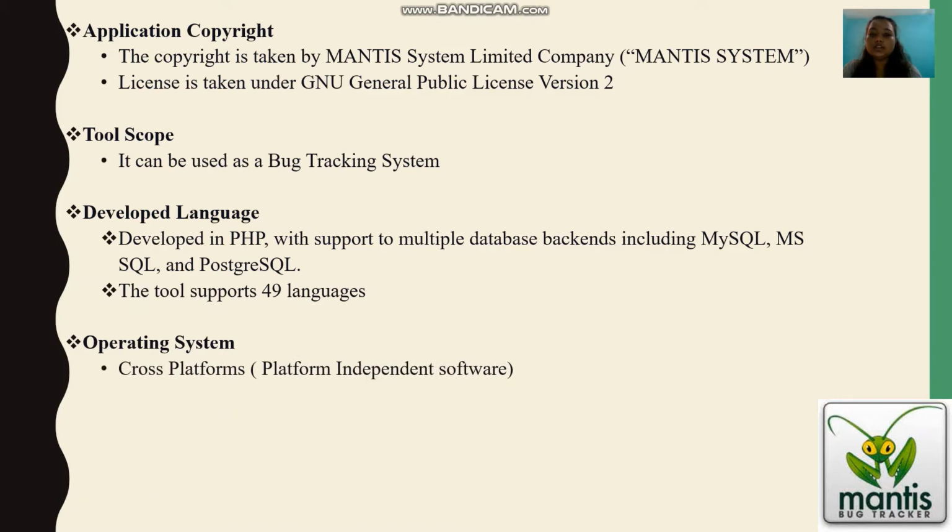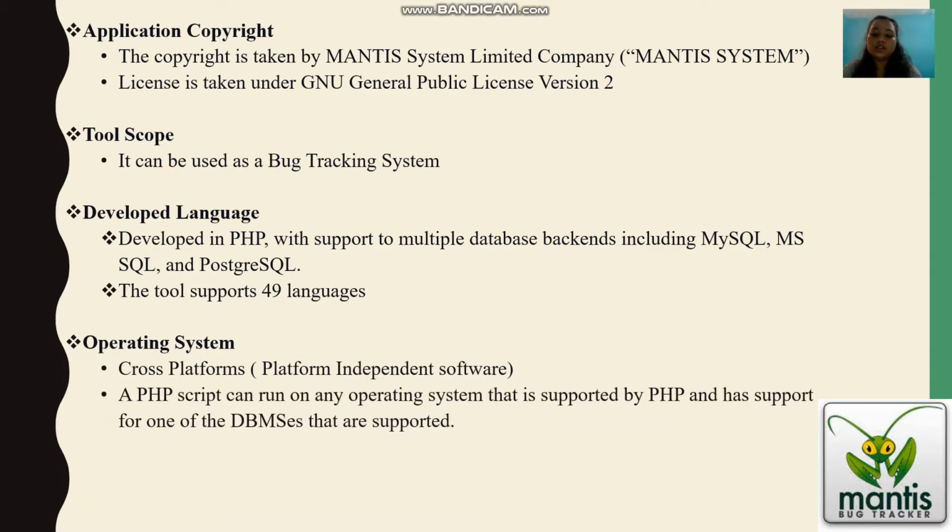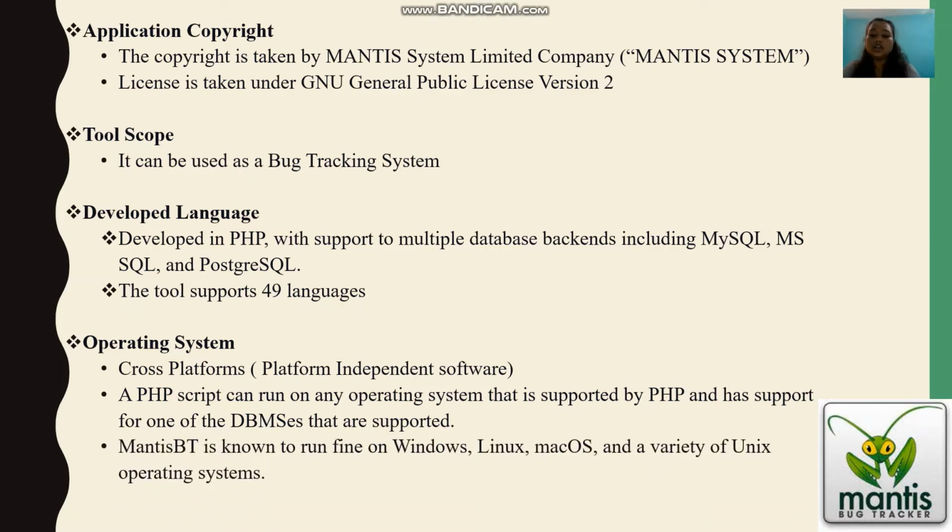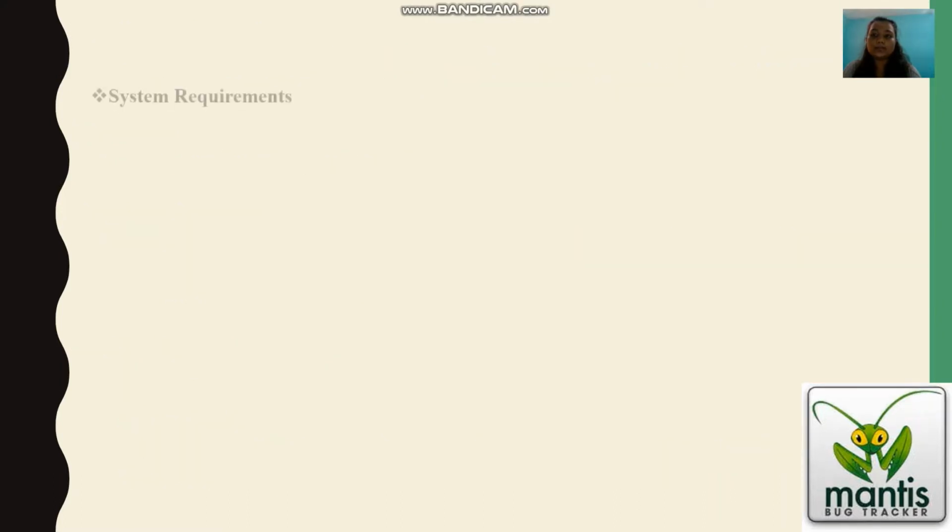Mantis bug tracker is a cross-platform software. A PHP script can run on any operating system that is supported by PHP and has support for one of the database management systems that are supported. Mantis bug tracker is known to run fine on Windows, Linux, Mac OS, and a variety of Unix operating systems.